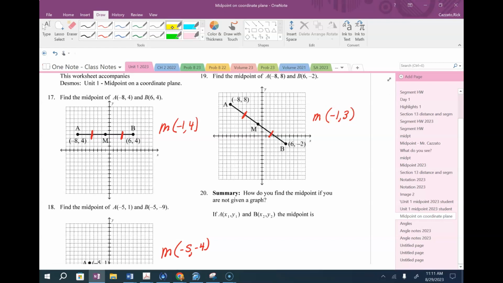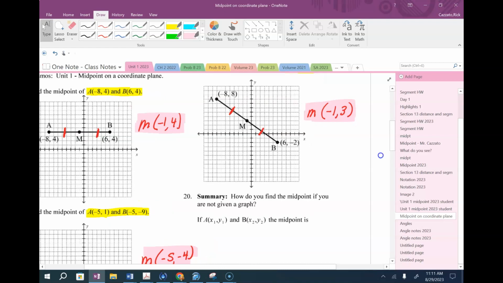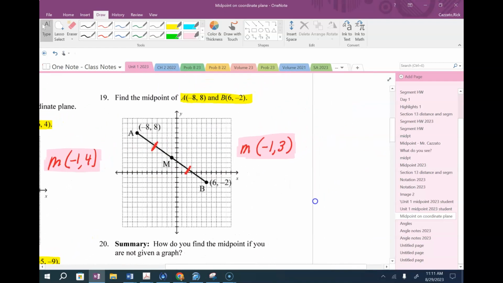So in class, the goal was to take these 2 points that I've highlighted in yellow for all 3 problems and find the pattern in order to figure out how to get the midpoint if we were not given a graph. So the question of interest is, how do we use the yellow highlighted points A and B to find the midpoint? In class, I'm going to zoom in on problem number 19.